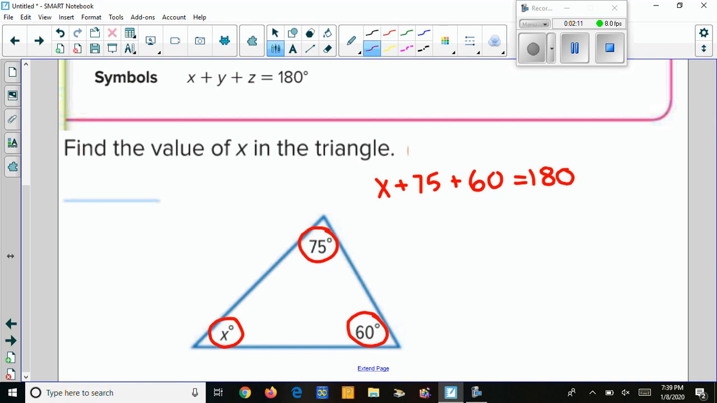Now, step 1 for this is a step we don't use very often in the previous units, and that is to combine like terms. Many people have been forgetting that you can do that. And that's going to happen right here between the 75 and the 60. I'm going to start by adding those together. So it becomes x plus, and I'm going to check my math to make sure I have it correct, 135 is equal to 180 degrees.